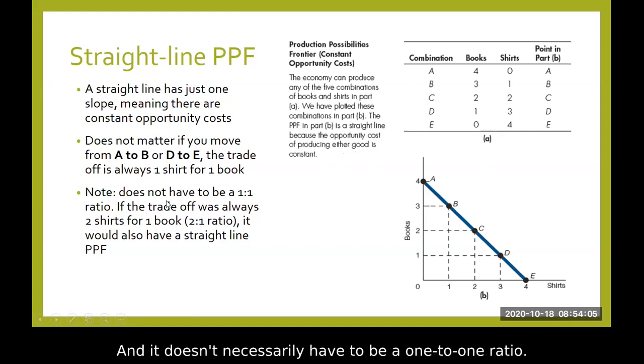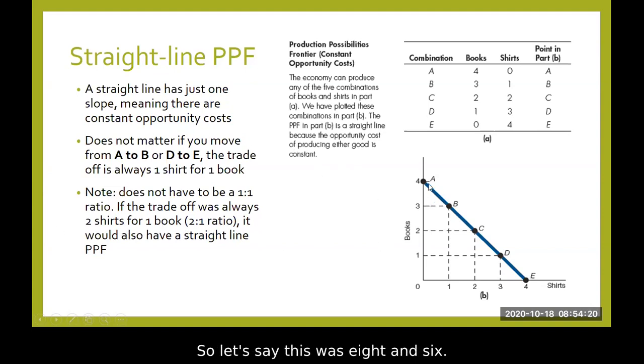And it doesn't necessarily have to be a 1 to 1 ratio. So the slopes are fixed, or it's a straight line PPF, as long as the ratio is always fixed. So it could be 2 shirts for 1 book as well. So let's say this was 8 and 6. So we're giving up 2 for 1. So as long as the ratio is always the same, we're going to see a linear PPF.